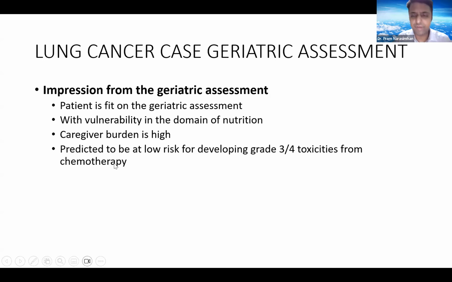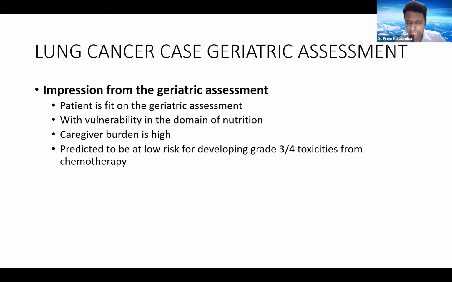So if I have to put the overall impression from the geriatric assessment, the patient seems fit on geriatric assessment, but I'm saying that purely because I want to highlight the next point. According to me, it's not fit because the domain of nutrition is really vulnerable. An older patient who is nutritionally poor is never fit. So what I'm trying to highlight is the overall geriatric assessment might look good, but we need to concentrate on the individual components. A lot of things might be okay, but that doesn't mean that the person is fit.